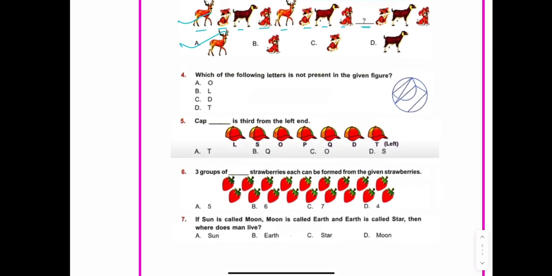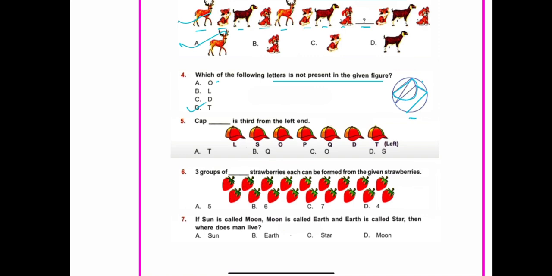So question 4: which of the following letters is not present in the given figure? So this is the given figure, and find out the letter. So first O, this is the outer circle. Then it is given L, so you can see here, this is the L. Then D, so this structure is also embedded in the given figure. Then T, so T is not present, so D is the right answer.